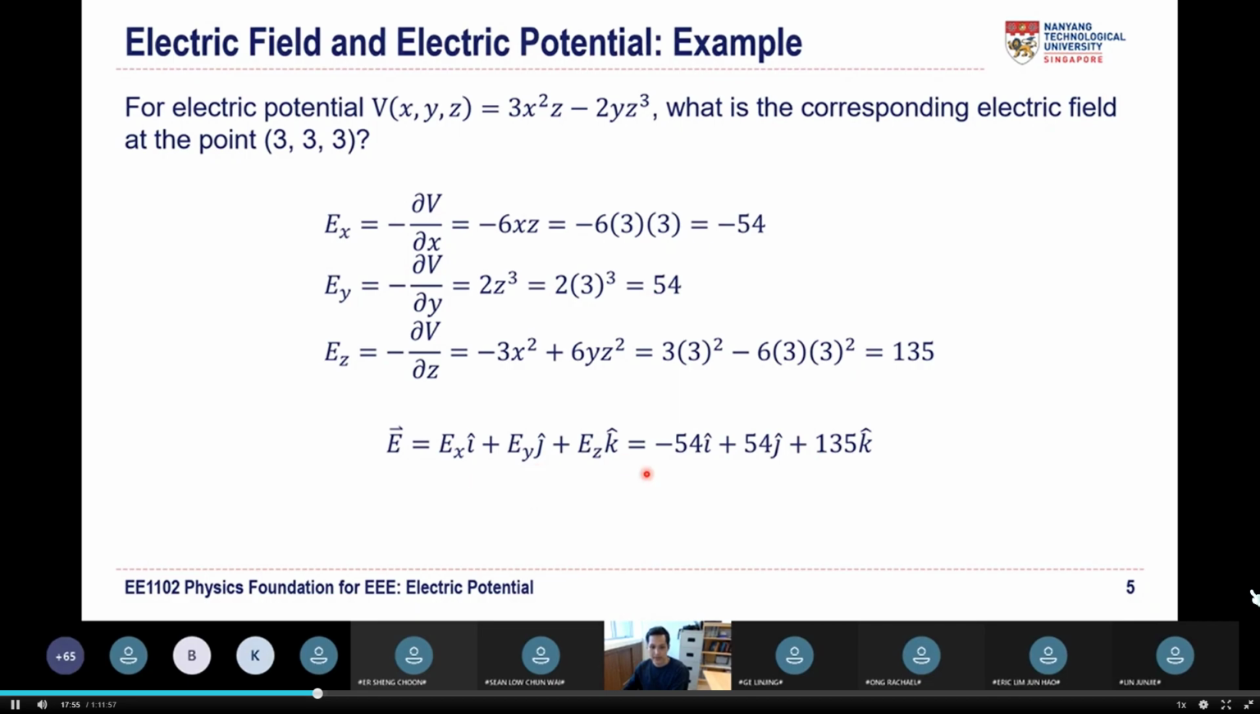And then you can say that the x component of our electric field is going to be minus 54. The y component of our electric field is going to be positive 54. And then the z component of our electric field is going to be 135.